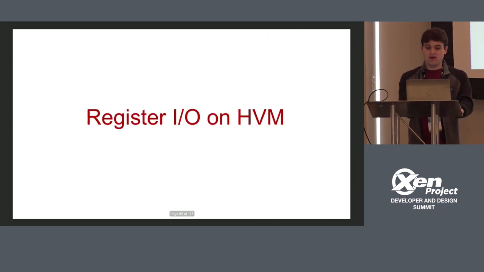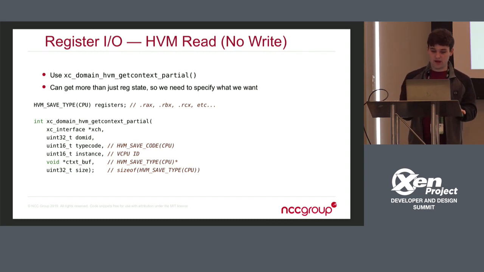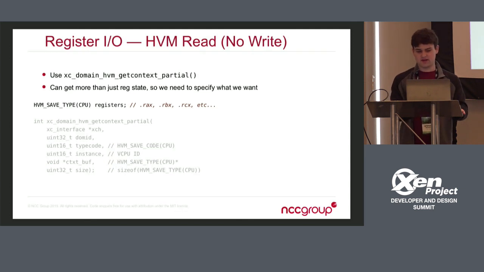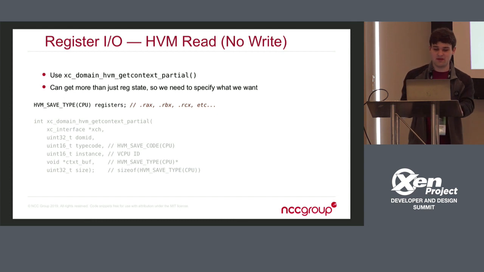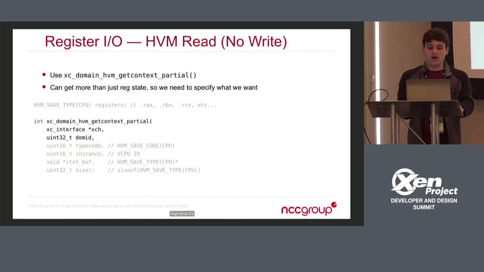Okay. HVM register I/O is actually quite similar if you don't care about writing. For that, the easiest way to do it is using the function xc_domain_hvm_getcontext_partial. And you can actually get multiple aspects of the VM context, more than just the registers. So this function, the arguments are a little bit generic. Basically, the register struct is sort of a macro that ends up evaluating to a type, HVM_SAVE_TYPE(CPU), and this is just a register struct. And you pass that to the function xc_domain_hvm_getcontext_partial.